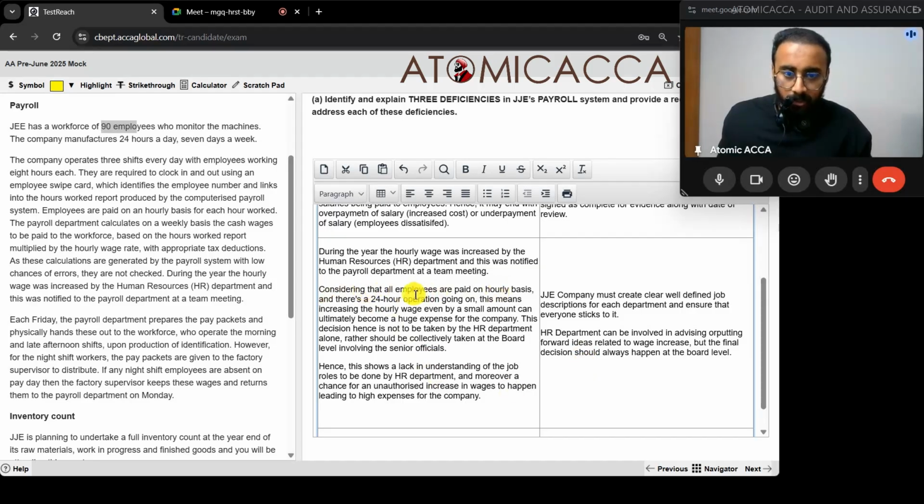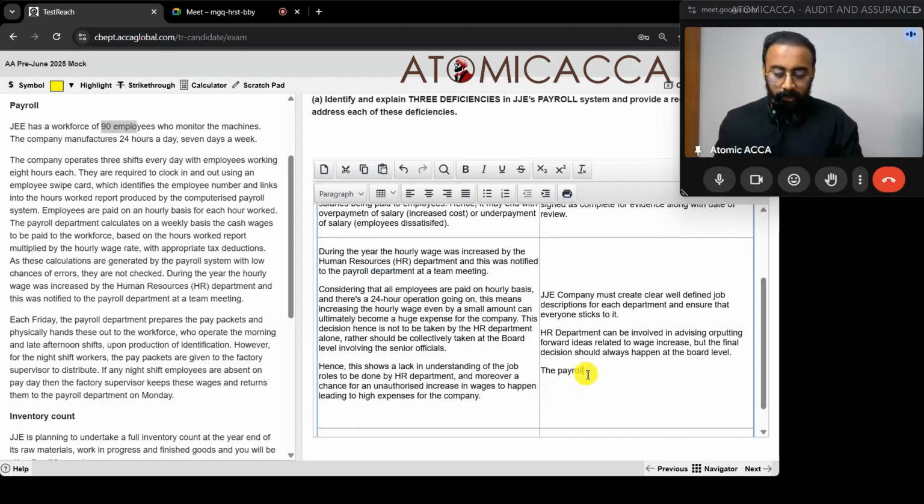Considering that all employees are on an hourly basis, this was all collectively taken at board level. The hourly wage was increased by the HR department, and this was notified to the payroll department at a team meeting. We can say what the payroll department should do. The payroll department should simply not listen to the HR department in order to increase the payroll. Rather, they need to ensure that if any payroll is increasing, a final email or final confirmation should come from the board directly. Then only are they going to increase the salary. So we're going to flip this and add a value to it.